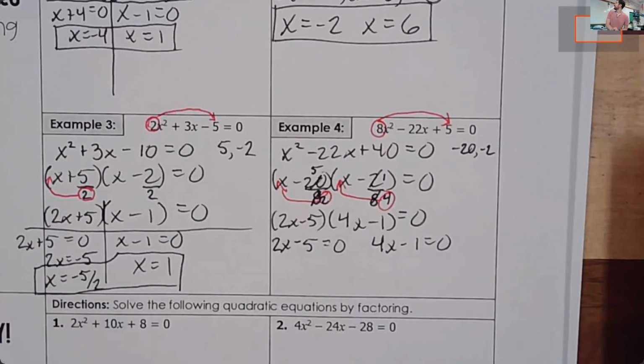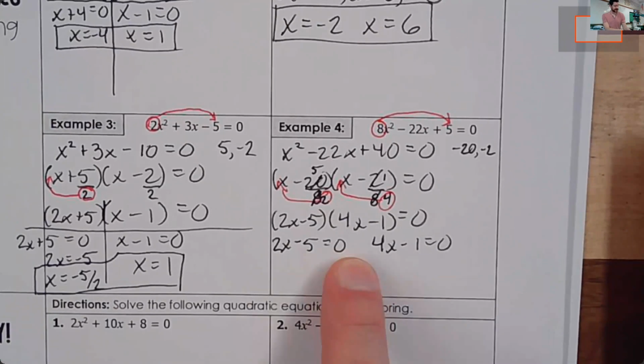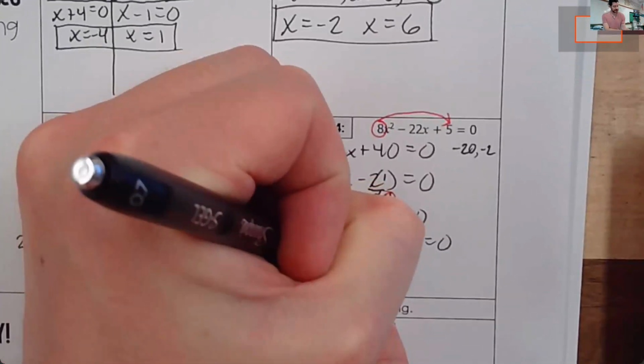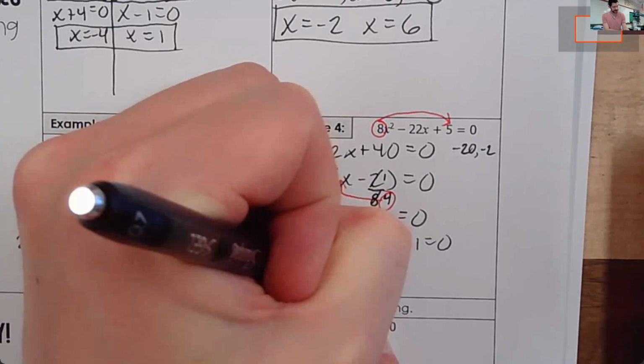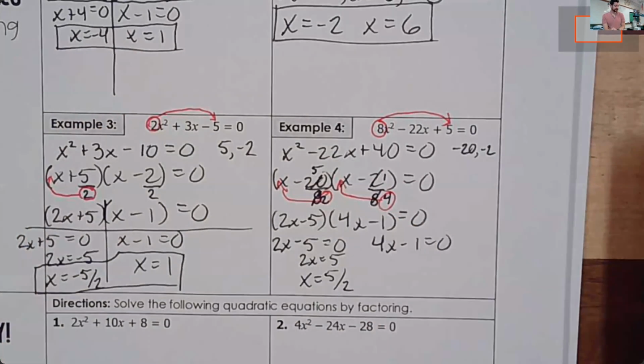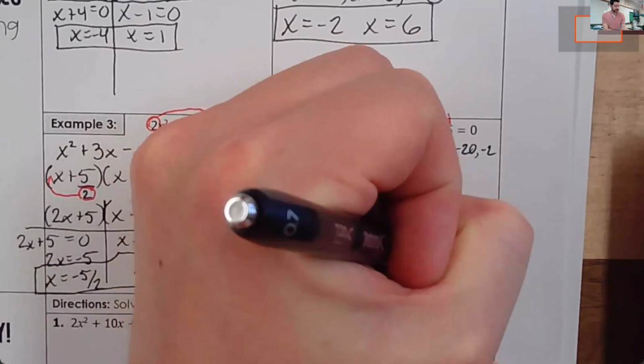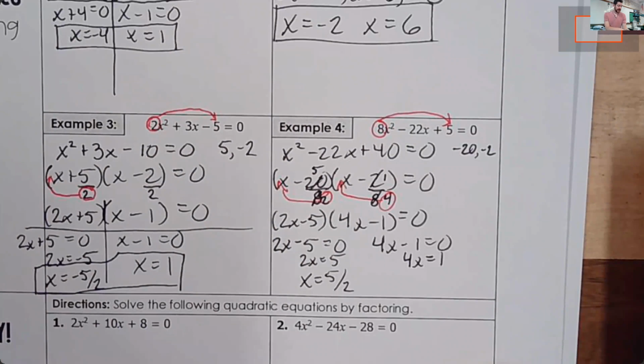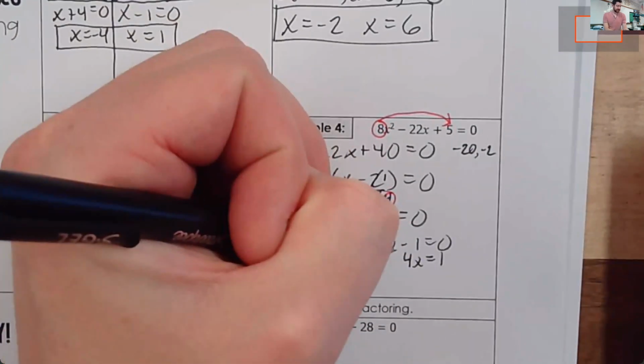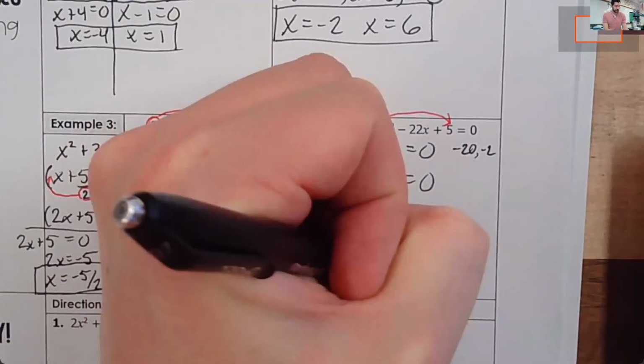Add 5 to both sides, so 2x equals 5. Divide by 2, and x equals 5/2. On the other one, add 1 to both sides. 4x equals 1. And then divide by 4, and x equals 1/4.